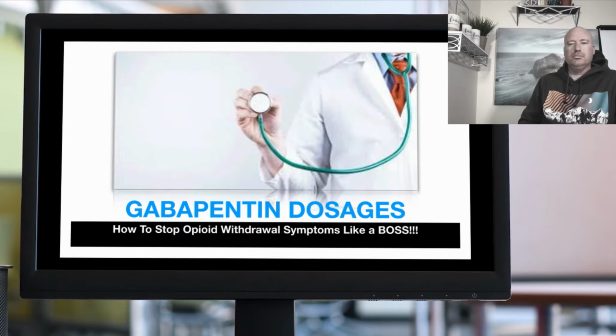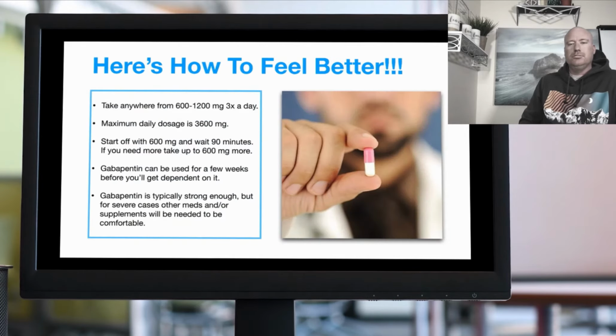So now let's talk about the exact dosages that are used to stop opioid withdrawal symptoms like a boss. Here's how to feel better. Take anywhere from 600 to 1200 milligrams 3 times a day during acute opioid withdrawal. The maximum daily dosage, you don't want to go over 3600 milligrams. A good way to do it is use your last dosage of a short-acting opioid like hydrocodone or oxycodone or heroin. Use it at nighttime, and then the next morning take 600 milligrams of gabapentin. Wait 90 minutes, and if you need to take more, take a maximum of 600 milligrams more so you don't go over that 1200 milligrams per dose maximum.